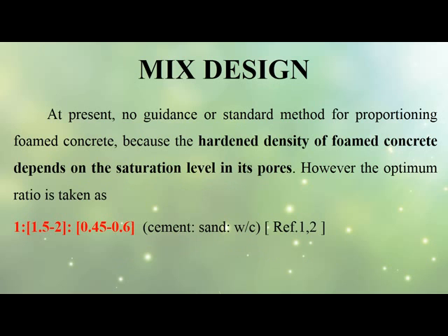Mix design. At present, there is no guidance or standard method for proportioning of foam concrete, because the hardened density of foam concrete depends on the saturation level in its pores. However, the optimum ratio is taken as 1 part of cement, 1.5 to 2 parts of sand, and 0.45 to 0.46 as water cement ratio. This is taken from our references 1 and 2.